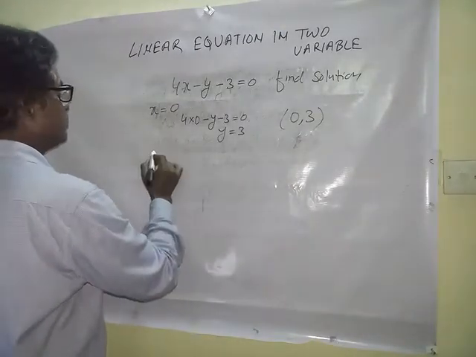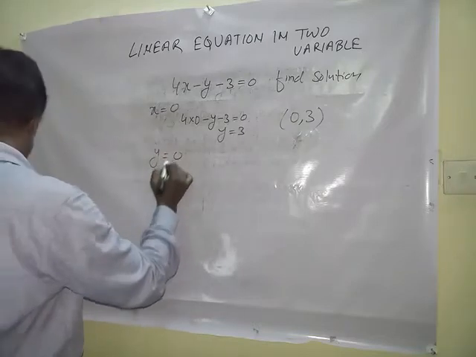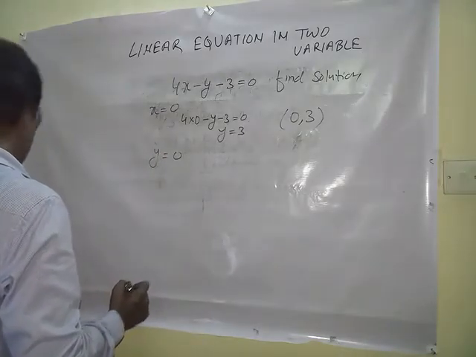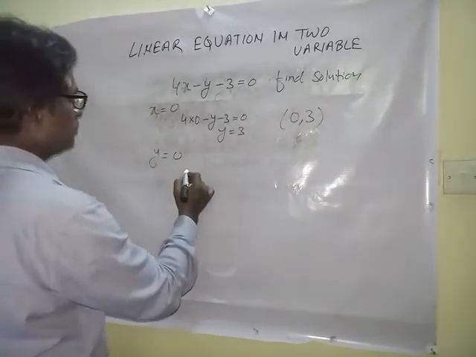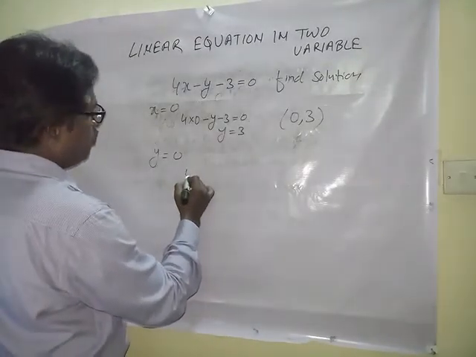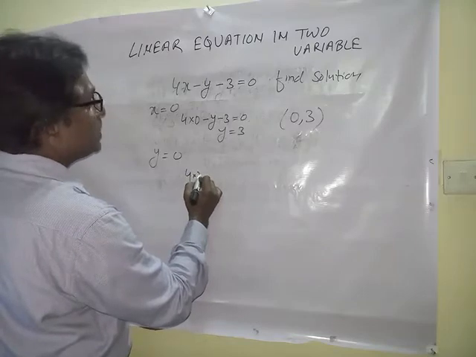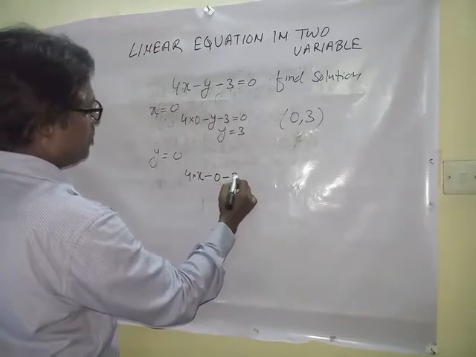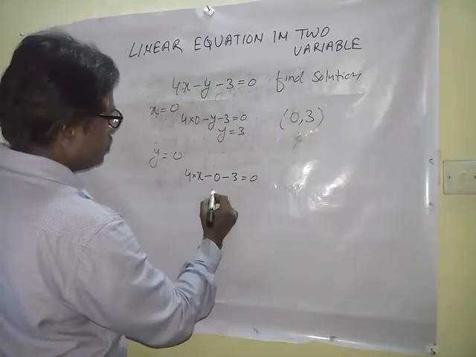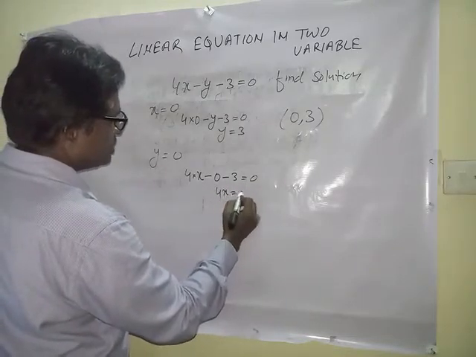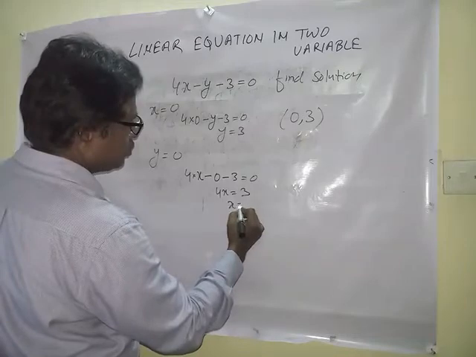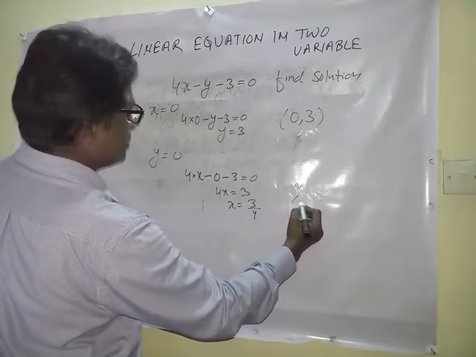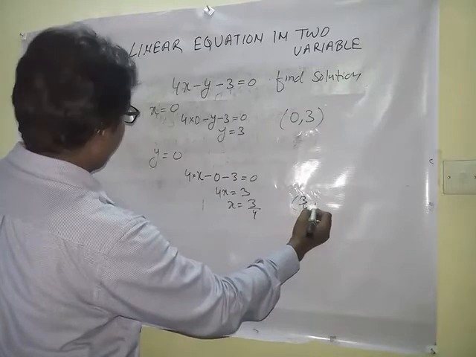Second, put y is equal to 0. Then when you put y is equal to 0, 4 multiplied by x minus 0 minus 3 is equal to 0. So 4x is equal to 3, so x is equal to 3 upon 4. So your second solution is 3 upon 4, 0.